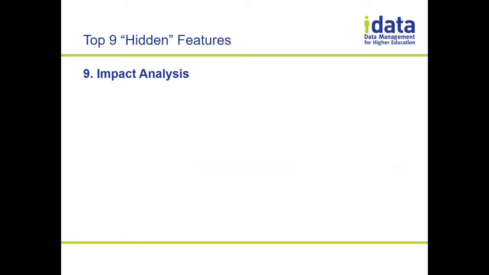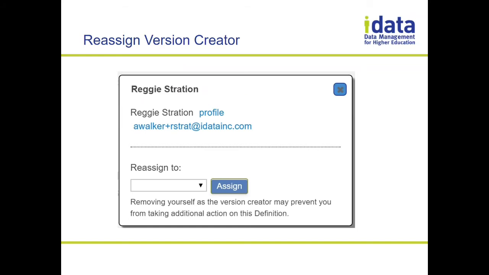All right, so what's number 8? It is, oh yeah, a little bit simpler. This is the ability when you have created something like a definition or a specification, and you do not want to be the person who continues to be responsible for it for whatever reason.